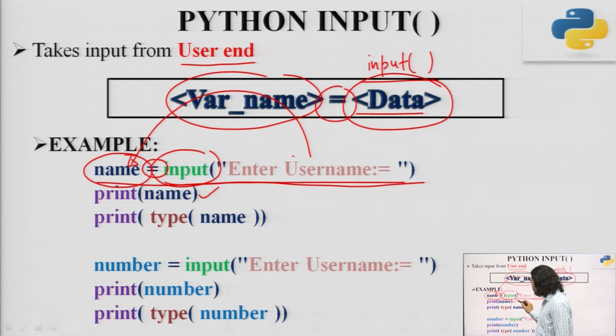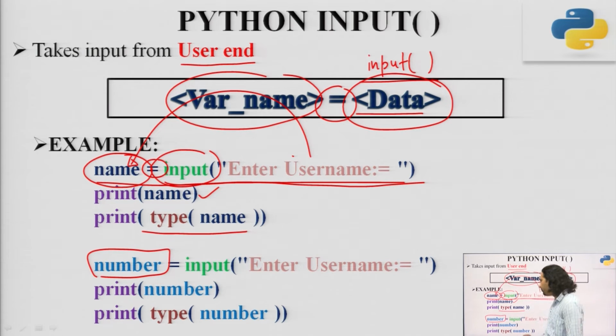The next thing is, we are going to display what is inside the name, followed by what is the type of the name. Now, this is a very important question: why have we done this? We are checking the type of the variable for the input data. The next thing is, now we are interested in putting in a number. That is why we have taken number as a variable, and we are again taking data from the user, but we want a number.